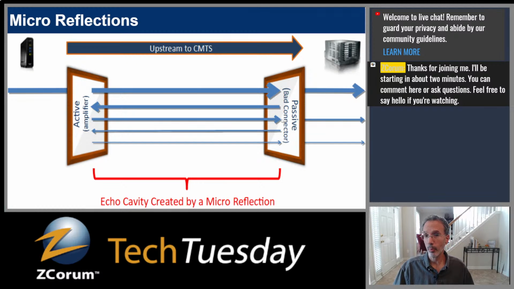It's going to hit that same impairment and get reflected all the way back again, and again can't go through there, so it's going to reflect back. So you've got this microreflection, and basically the distance between these two things is your echo cavity. That is the distance that we're looking at. The length of that echo cavity is what you're given when you see an outside plant figure in the PNM tool, specifically in our PNM tool.